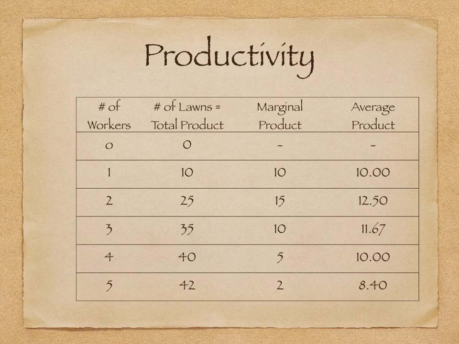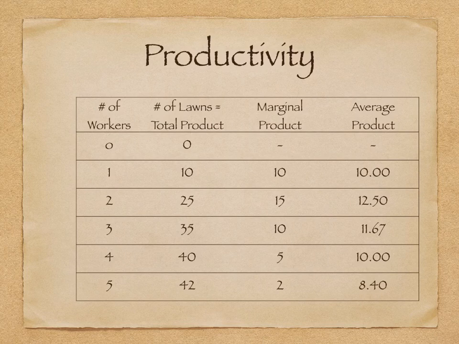Marginal product, remember, is the impact of adding one more worker on the number of goods produced. So when we add the first worker, they add 10 more lawns than having 0 workers. Therefore, the marginal product of the first worker is 10 lawns. The second worker added 15 mowed lawns, bringing the total up to 25. The difference between 25 and 10 is 15.